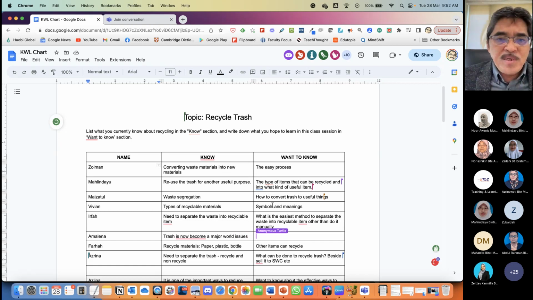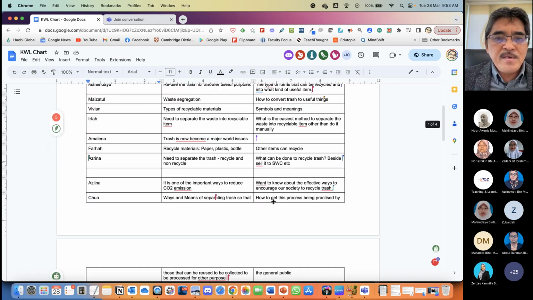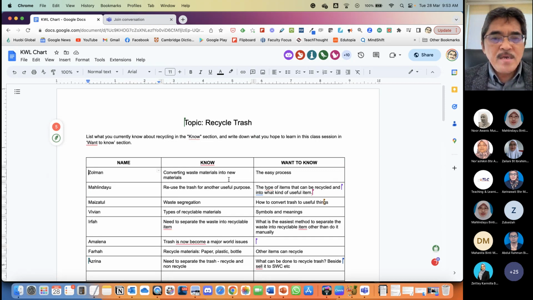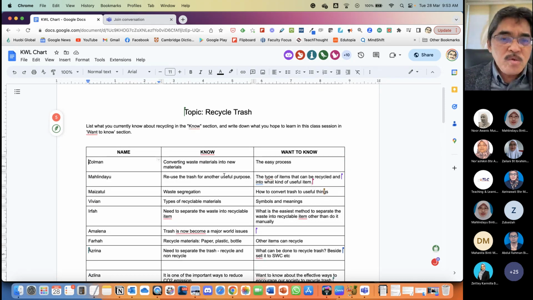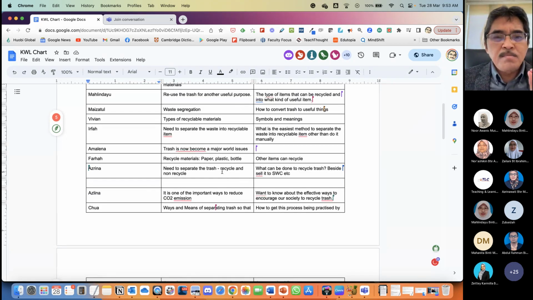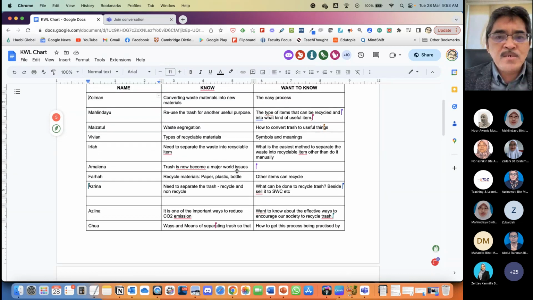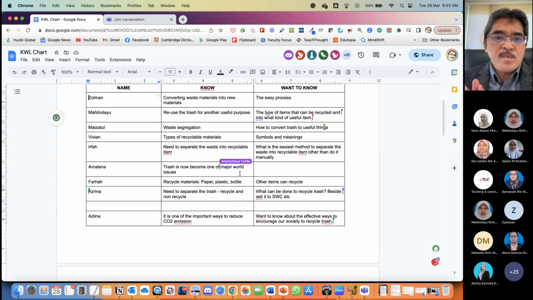Maybe from the list, when I read the know part, what I know, I can see, oh, maybe one of these is actually a misconception. This is another way we can detect misconceptions in a group of students.